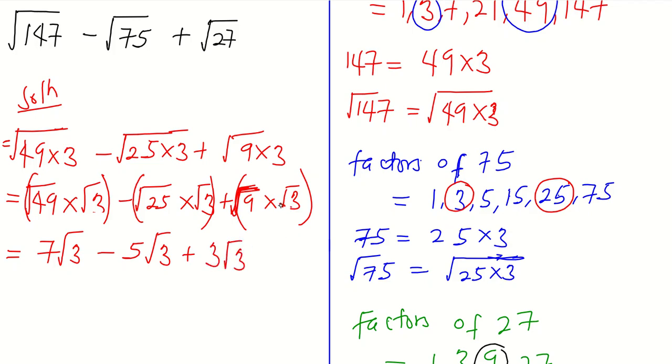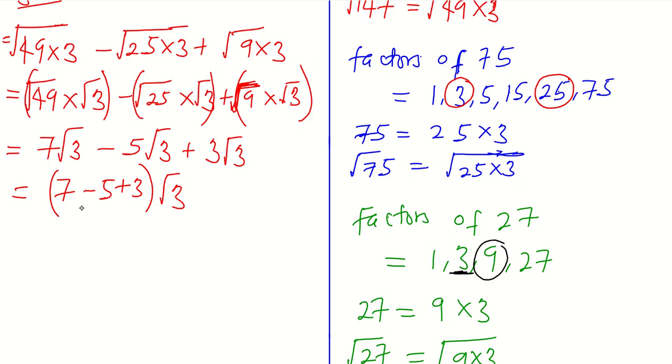Now at the end, you can see that all the surds have been reduced to their basic forms, and we can see that there is a common root component, that is square root of 3, square root of 3, square root of 3, and based on that we can add the coefficients. So we have 7 minus 5 plus 3, times square root of 3. And when we subtract 5 from 7 and add 3, we are going to get an answer of 5. That is 5 square root of 3. And this is our solution to the question.